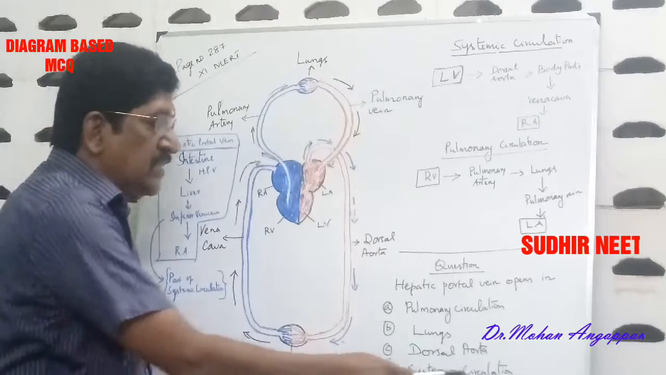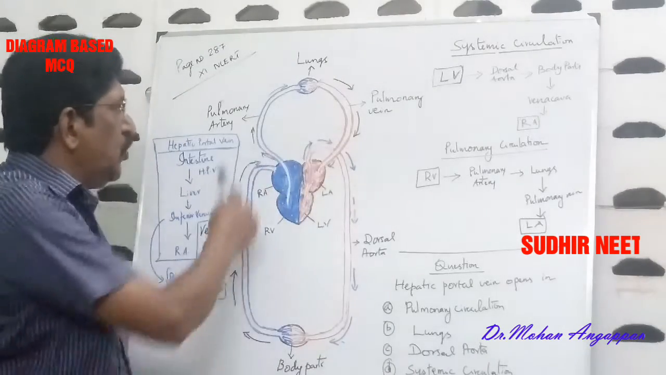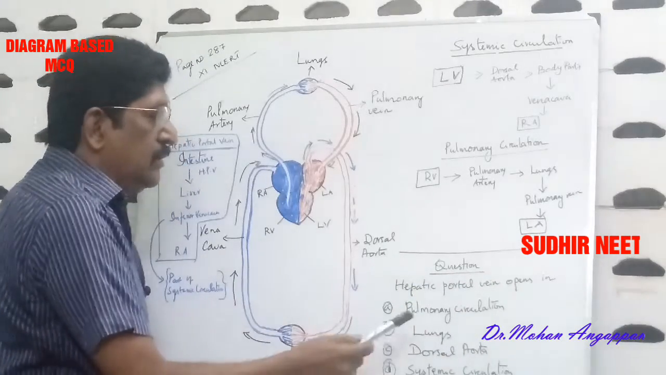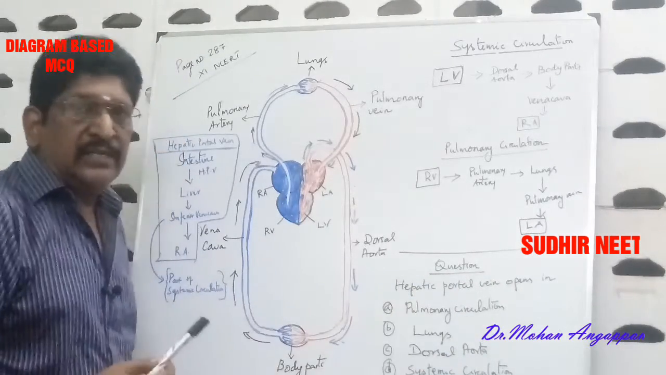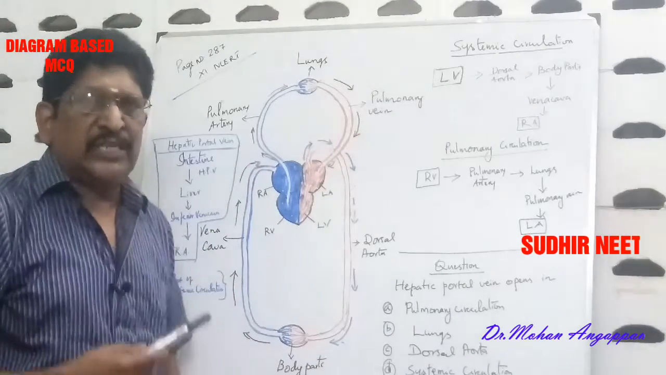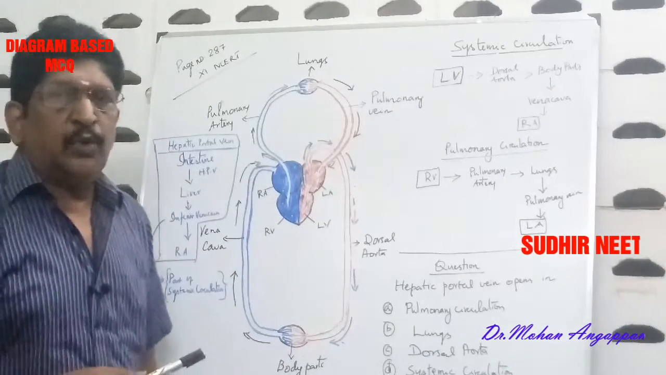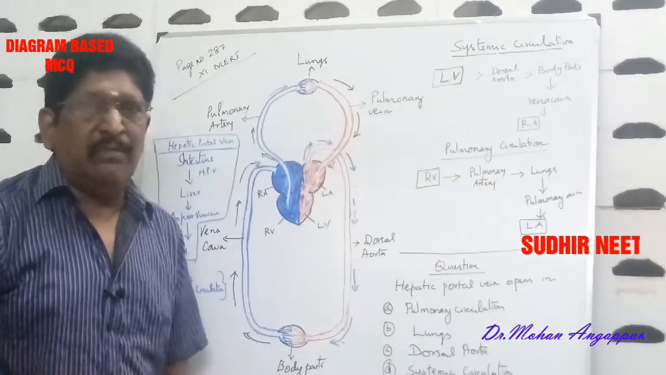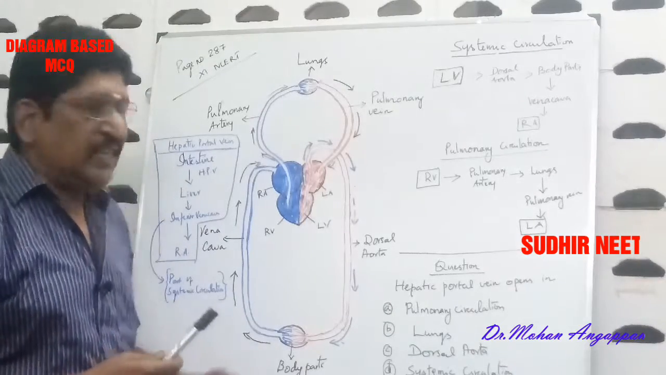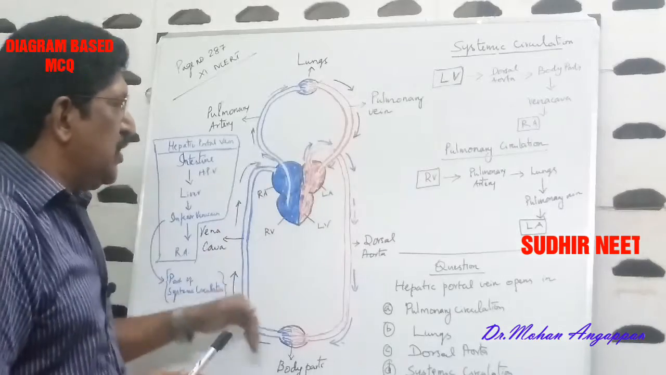fourth option systemic circulation. So here you don't find any word hepatic portal vein or systemic circulation or pulmonary circulation. So for this we have to know the structure of heart and the circulation. Two types of circulation, systemic and pulmonary circulation and hepatic portal system. First I will explain the structure of heart and then we'll come to the circulation.